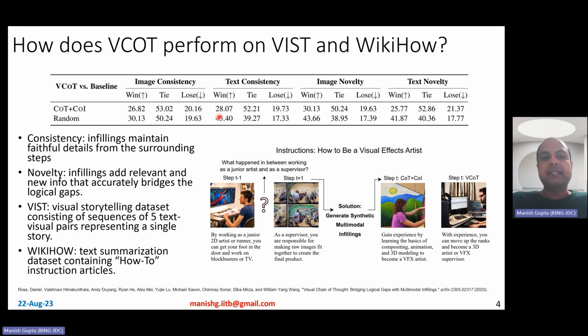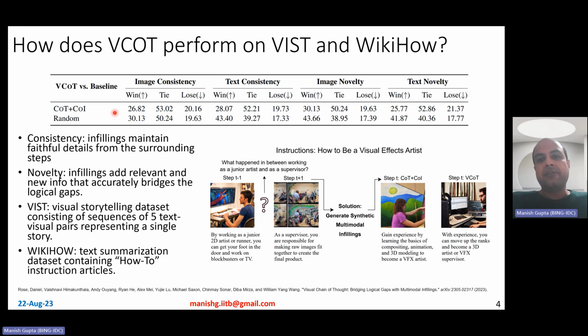So they experimented with both datasets and tried to do infilling so as to make up for any logical gaps in between. The quality is evaluated by humans using 2 metrics, consistency and novelty. Consistency means that the infillings maintain the faithful details from the surrounding steps. And novelty means that the infillings add relevant and new information that accurately bridges any logical gaps across steps. Okay. They compare it with baselines. There is a COT plus COI baseline, which does chain of thought in text separately from chain of thought in images. And there is also a random baseline, which means randomly taking an output from the generations made by the Stable Diffusion or GPT-3 models.